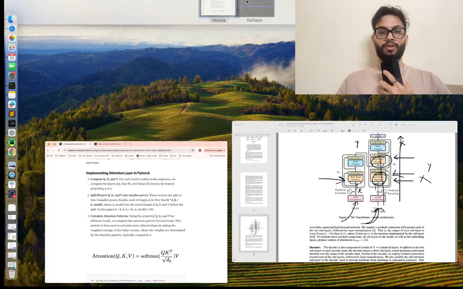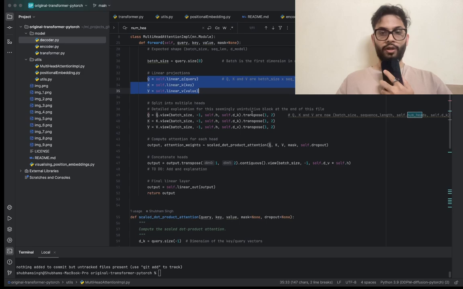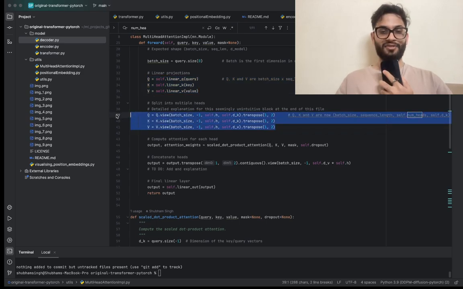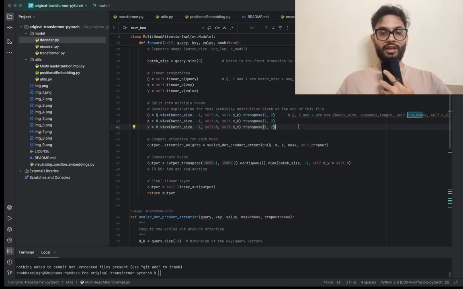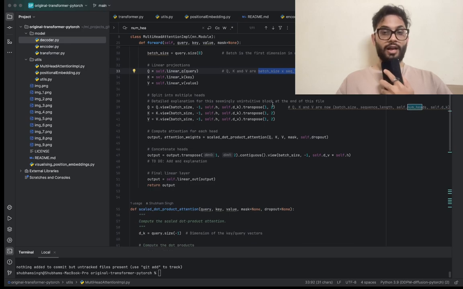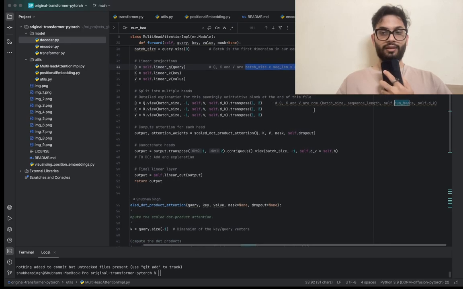Okay, let's see how that looks in code. In code, this ugly looking line does this thing for us. This line will split the initial q, k, and v vectors. The dimensions I want you to focus on: initially the dimensions of Q were batch size by sequence length by d model. Now after splitting, they will become batch size by sequence length by num heads by dk.